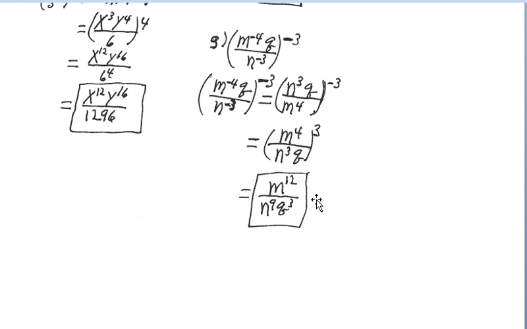What that means is we take m to the 4th power, raising it to the 3rd power by multiplying the exponents, gives us m to the 12th power in the numerator. The denominator, we take each one of those factors, raise it to the 3rd power, giving us n to the 9th power, q to the 3rd power. So our final answer is m to the 12th over n to the 9th times q to the 3rd.